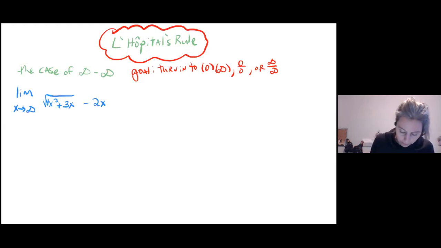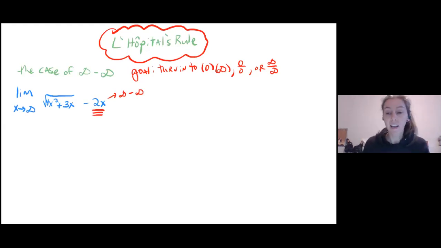So the square root of infinity squared is just infinity minus 2 times positive infinity. That does indeed give me infinity minus infinity. Now this 2x right here, I can see that if I can factor an x out of it, I'll get rid of that minus infinity, instead having minus 2. So the goal here is to factor out x.